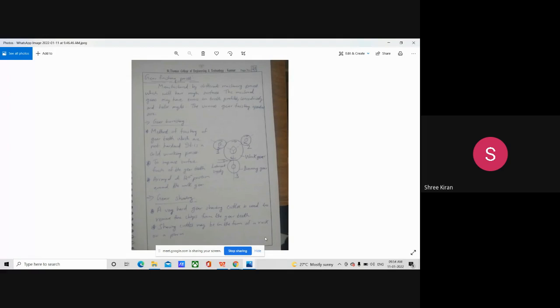But what is the main purpose of a gear? Can anyone of you say? The main purpose of a gear is to transmit torque and power, like from the engine towards the motion. In the case of an automobile, we can say it is from the engine towards the motion.